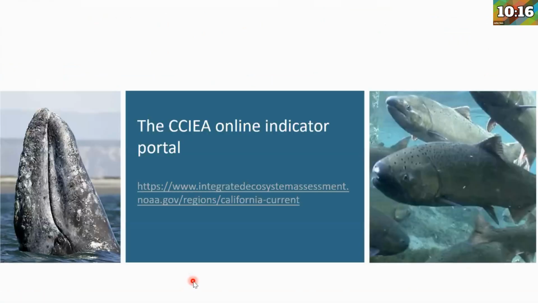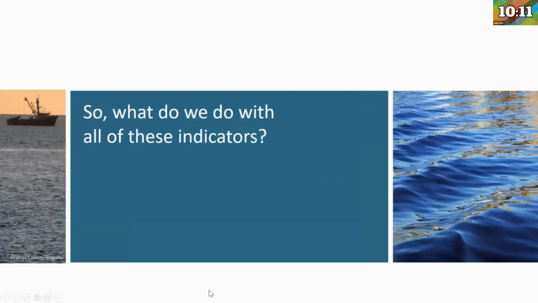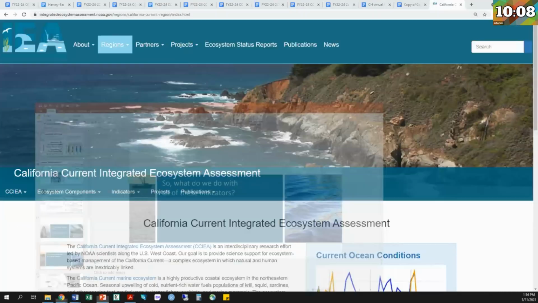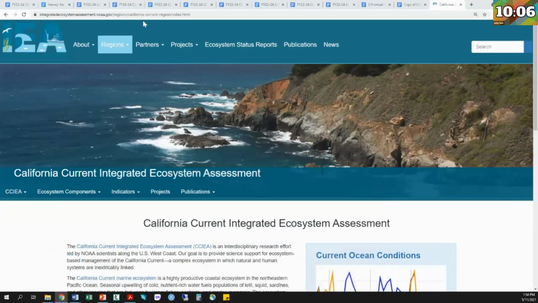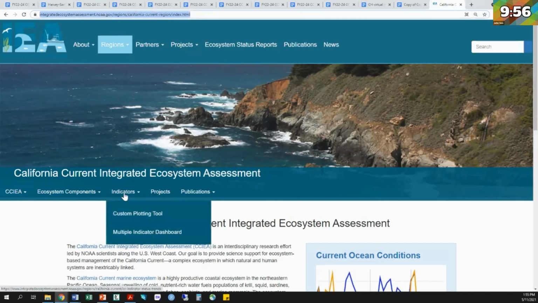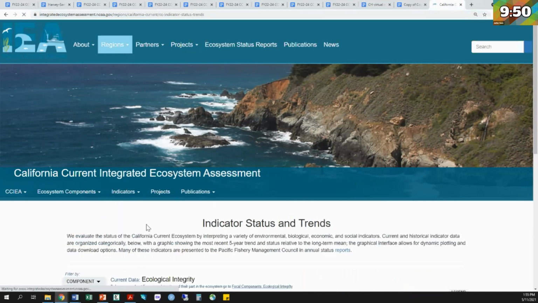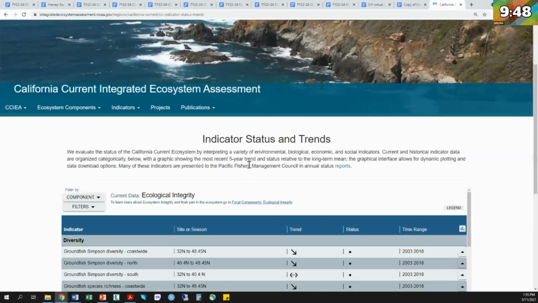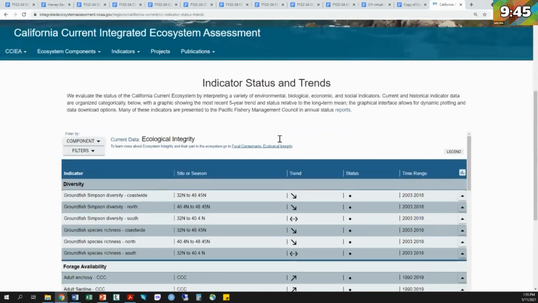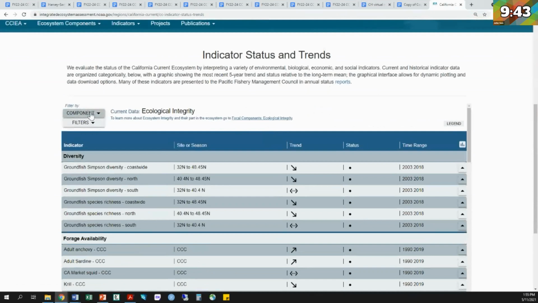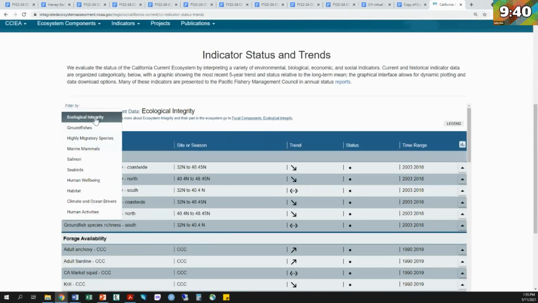I'm going to hop away from the presentation and just give you a taste of our indicator portfolio that's on our website. Our web address is a mouthful. I'll make sure that it's available to you, or you can just Google California Current Integrated Ecosystem Assessment. But we maintain an online data portal that brings in indicators from lots of different sources. And under the indicators tab here, there are many different components or attributes of indicators that we have.